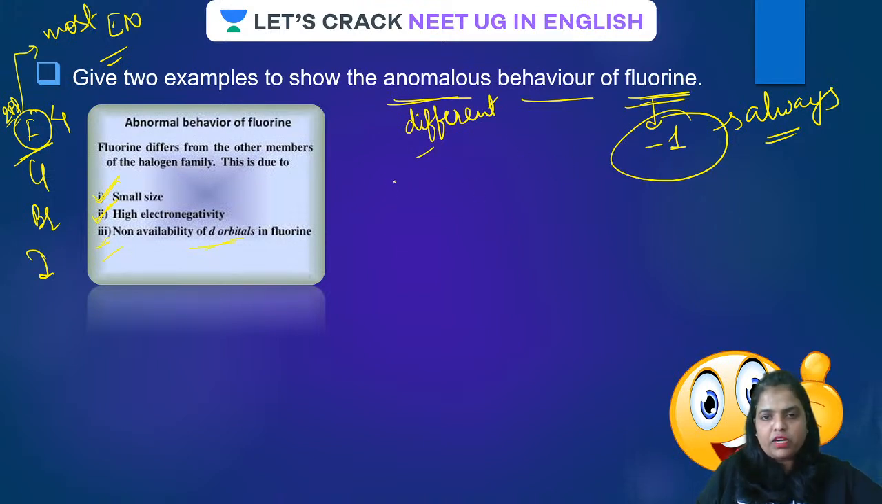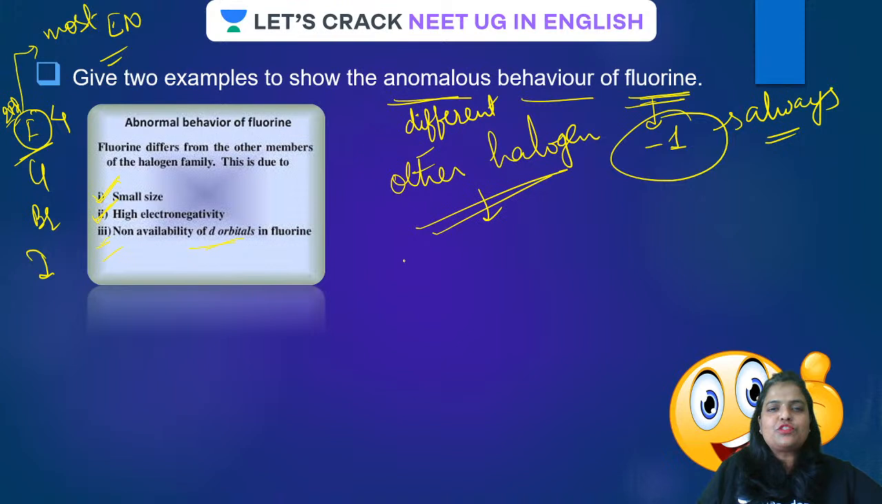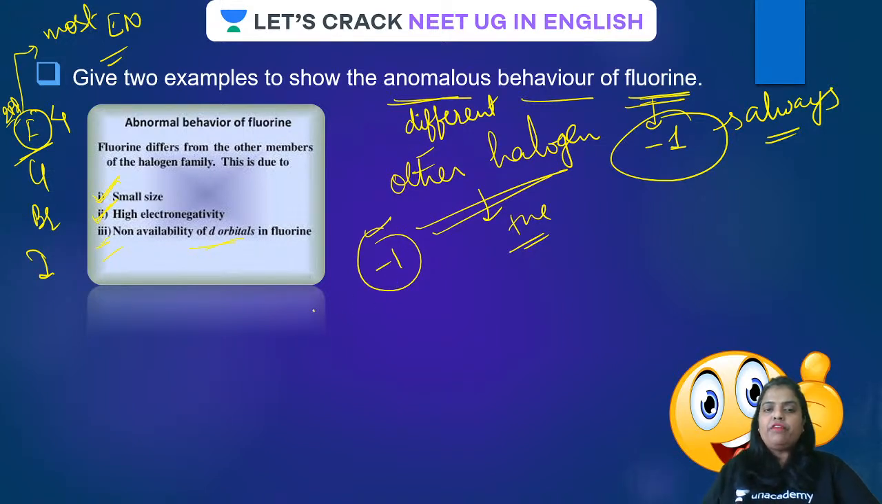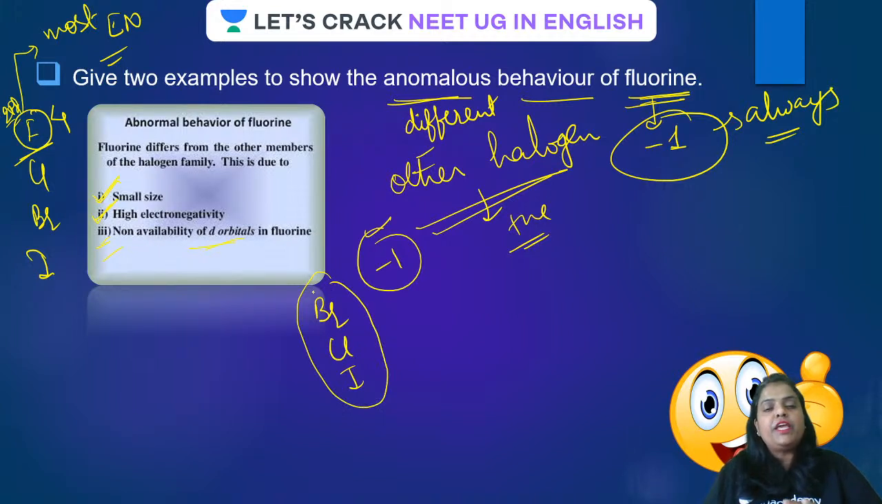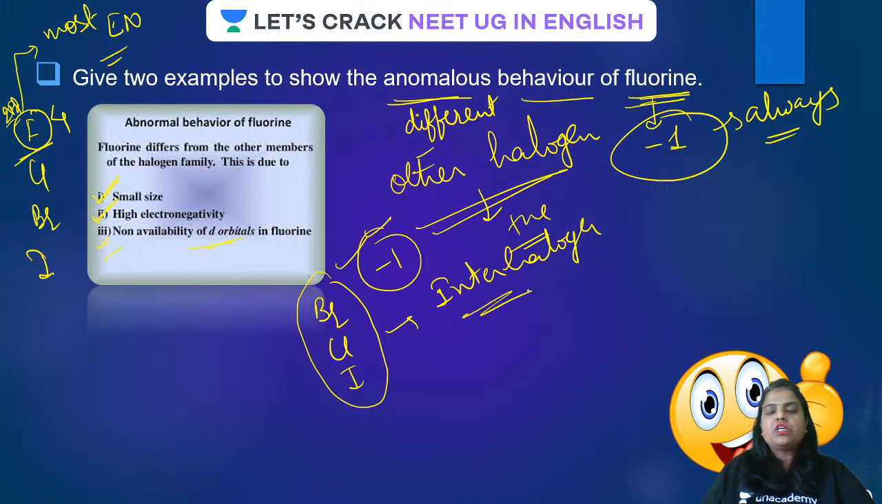Other halogens, apart from showing the usual oxidation state -1, also show positive oxidation states. Halogens other than fluorine, such as bromine, chlorine, and iodine, if they are not present along with fluorine, individually show -1 oxidation state. But in the case of interhalogen compounds, if they are combined with fluorine, they will show +1 oxidation state.